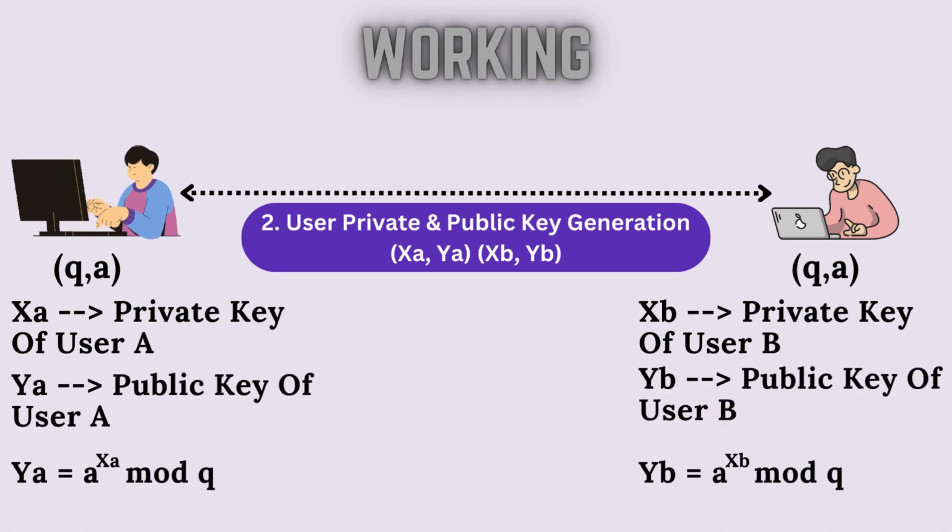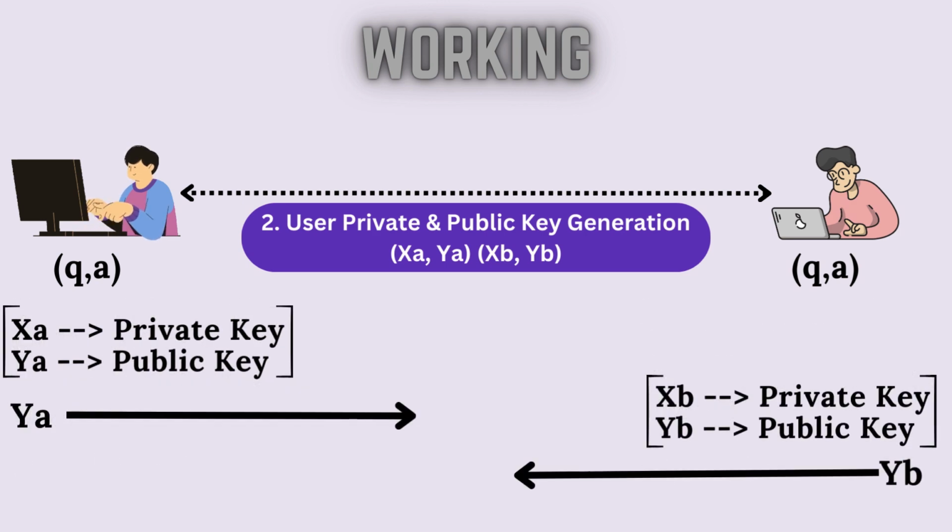This is public key cryptography, so they will have two keys. They will use this formula: YA equals alpha power XA mod Q. This is the formula for generation of the public key, just as we did in RSA. After they have generated their public keys, they will share them with each other, because public keys can be known to both.